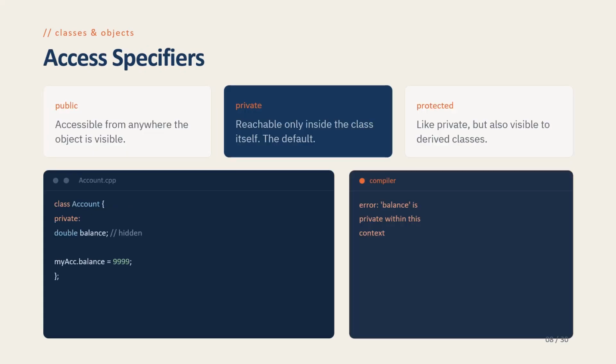Next, it's important to know about the access specifiers. We are discussing three different specifiers here: public, private, and protected. Public is accessible from anywhere. When the access specifier is private, it is reachable only inside the particular class, and this is the default. Protected is like private, but is also visible to derived classes.